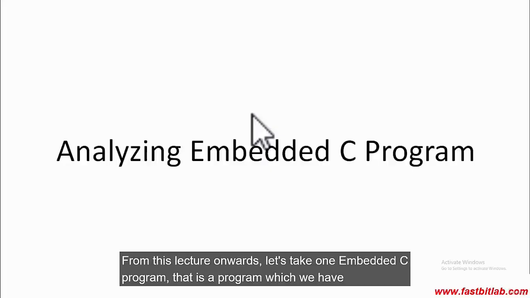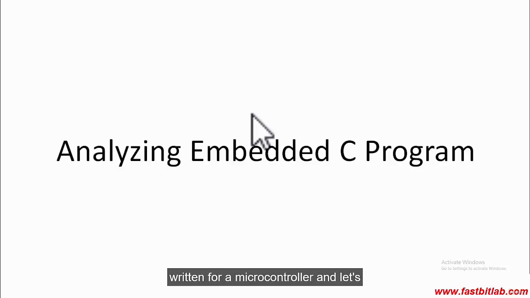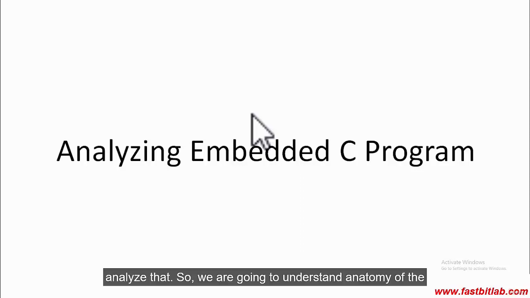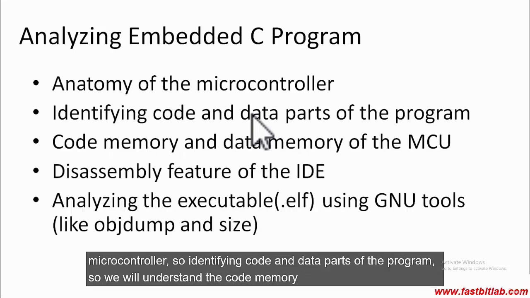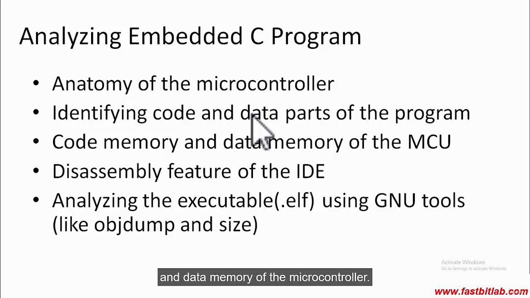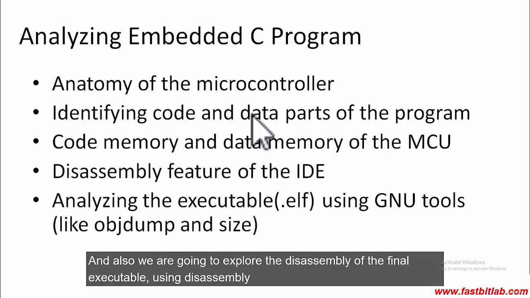From this lecture onwards, let's take one embedded C program, that is a program which we have written for a microcontroller, and let's analyze that. So we are going to understand the anatomy of the microcontroller, identifying code and data parts of the program. We'll understand the code memory and data memory of the microcontroller.